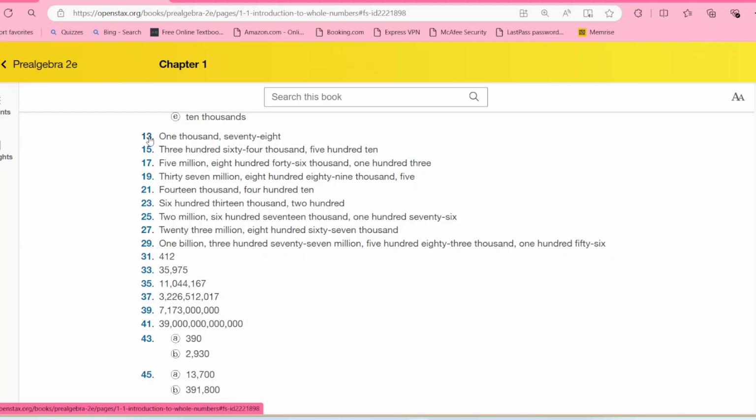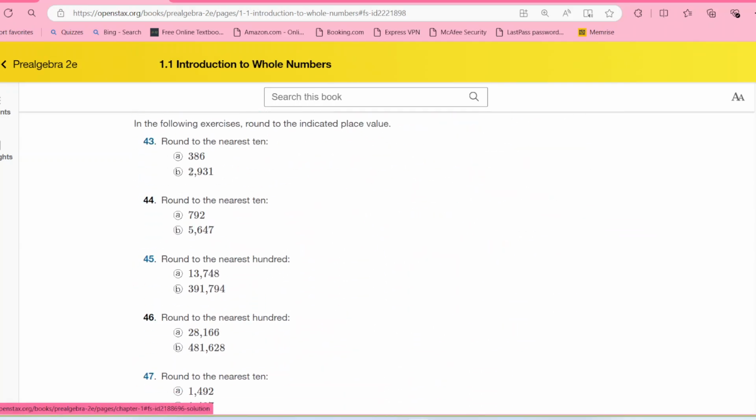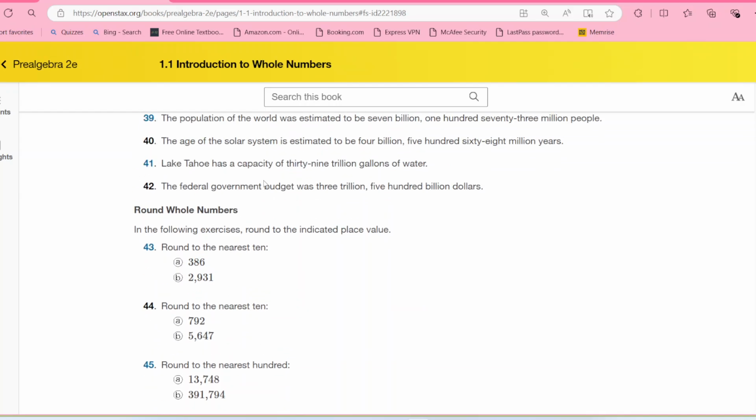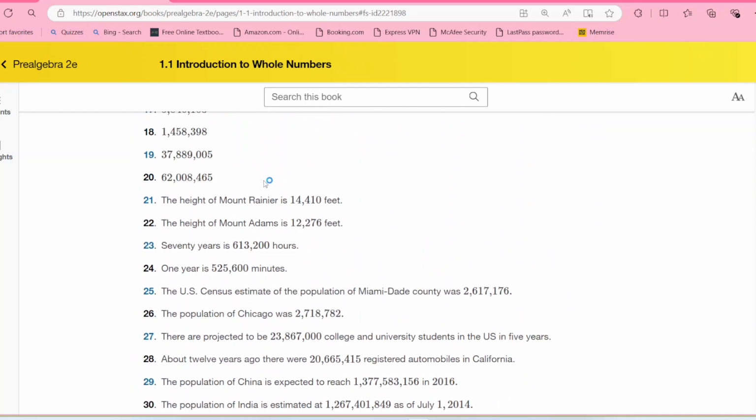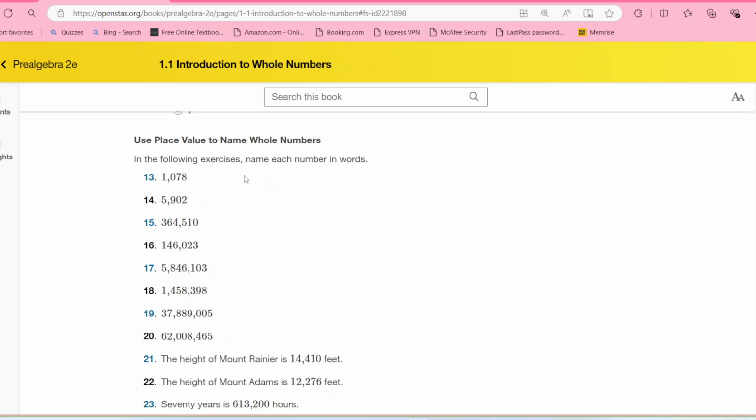And then I click on the number again. It takes me back to the section. Maybe not the exact same exercise, but I'm back on the section, and that was number 13, right? So there's number 13. I'm going to do the same thing with all of these, right? I'm going to identify the periods that show up in the number, and then you name it from left to right, one period at a time, putting a comma between each period.